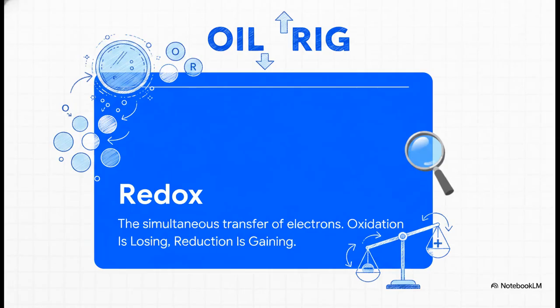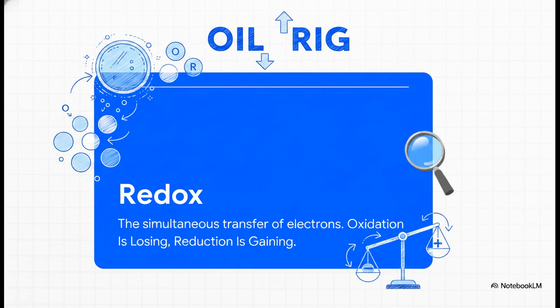In chemistry, we call this process redox, which is just short for reduction oxidation. Modern chemistry defines redox strictly by this simultaneous transfer of electrons. And because of the law of conservation of charge, you can't just have one without the other. These reactions never happen alone. It's like a cosmic mirror. If one substance loses electrons, another substance absolutely must gain them in that exact moment.